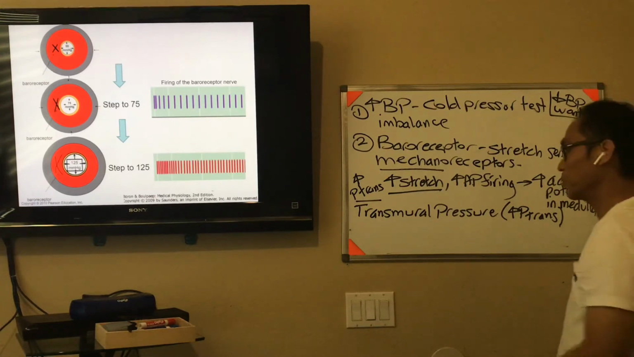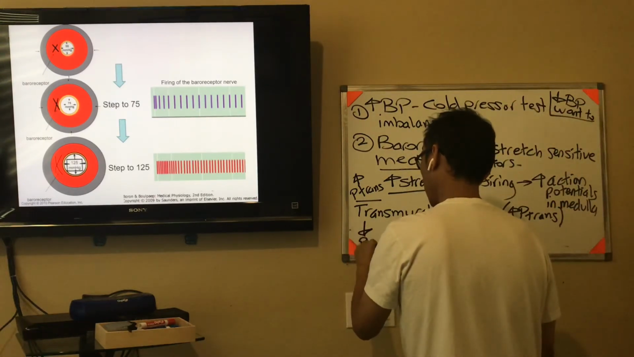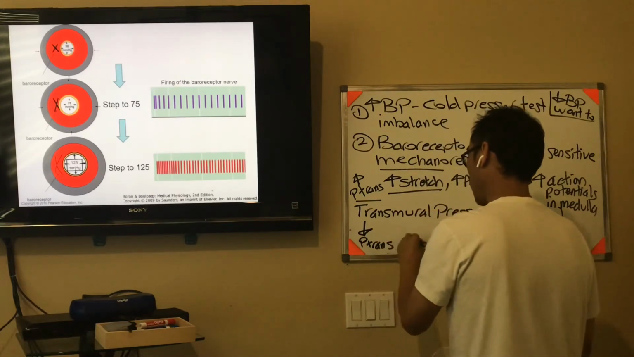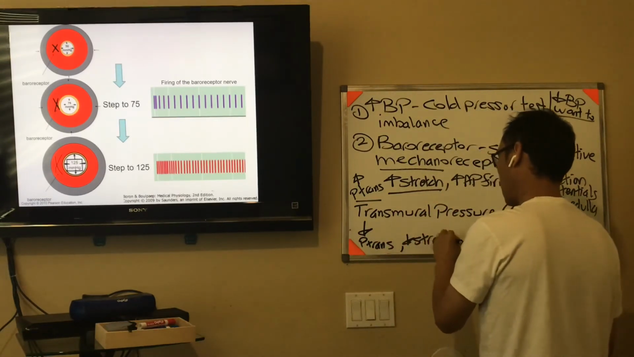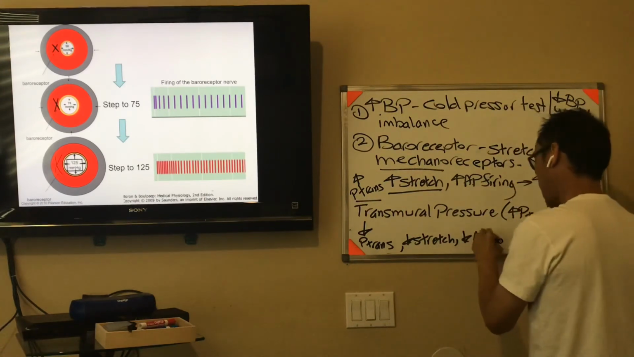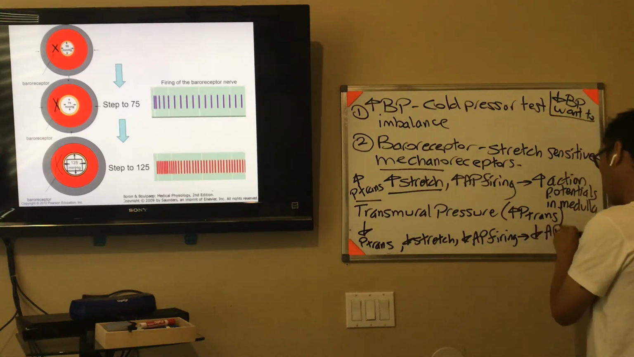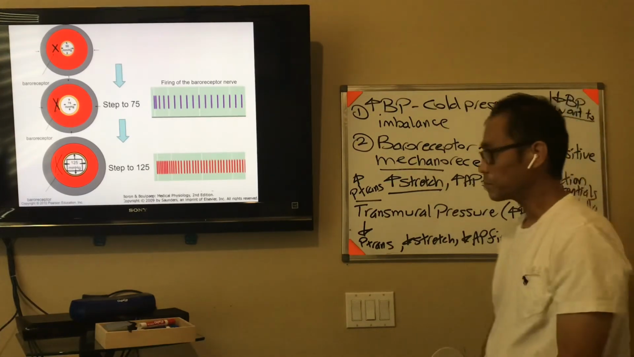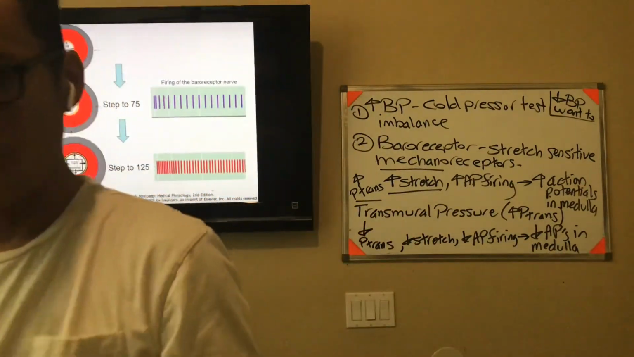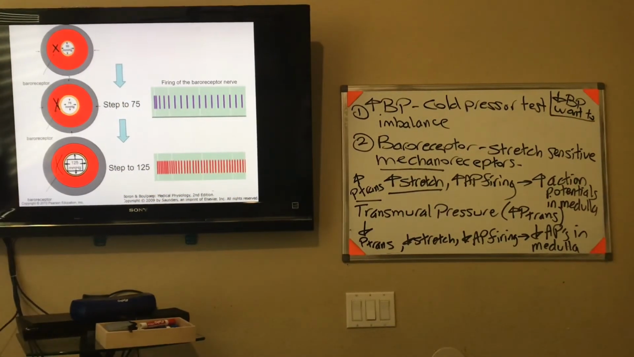And of course, the opposite is true. If you decrease P-trans because of a drop in blood pressure, you're going to decrease stretch, decrease the AP firing, action potential firing, decrease APs in medulla. That's kind of what we learned about the function of the baroreceptors. They're responding to the blood in the vessel by responding to the stretch. If there's more stretch, there's more blood. Pressure is too high, you don't want it too high. You want to keep it at a homeostatic level.